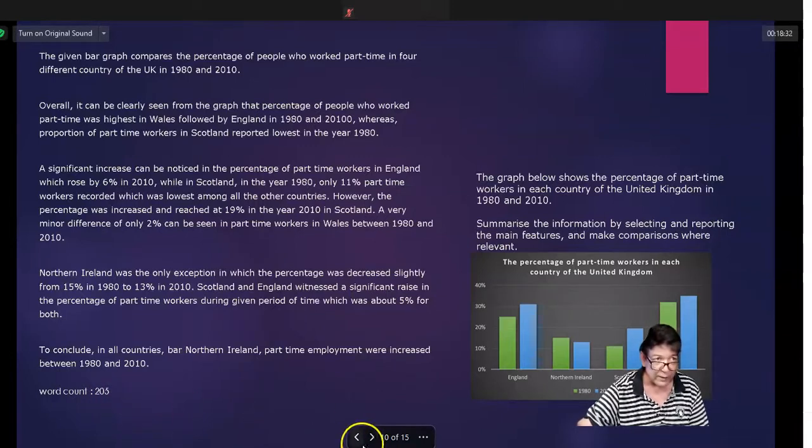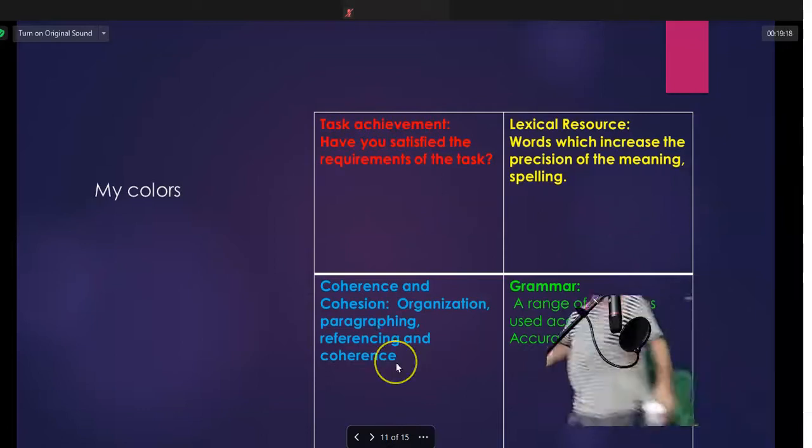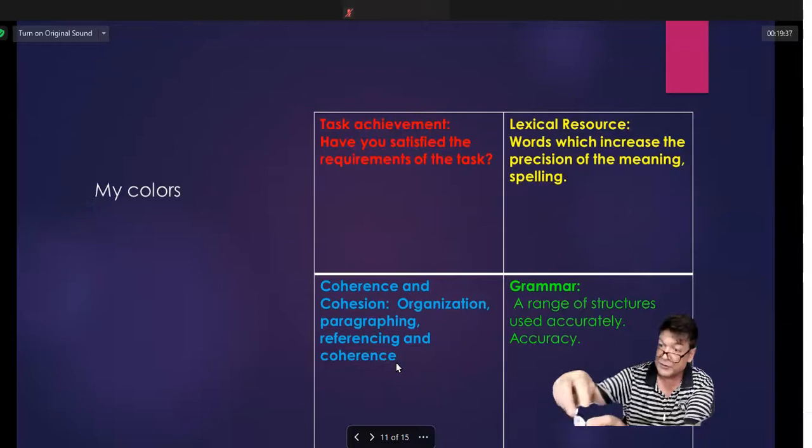Okay, there's the essay as a whole. Word count 205. How long did it take to write it? Now, in a moment, we'll look at the essay line by line, and I'm going to explain a bit about the colors. These colors represent the band descriptors, which there's 4 of them, and I won't go through them all, but just to key you in on what the colors mean. Intermission.